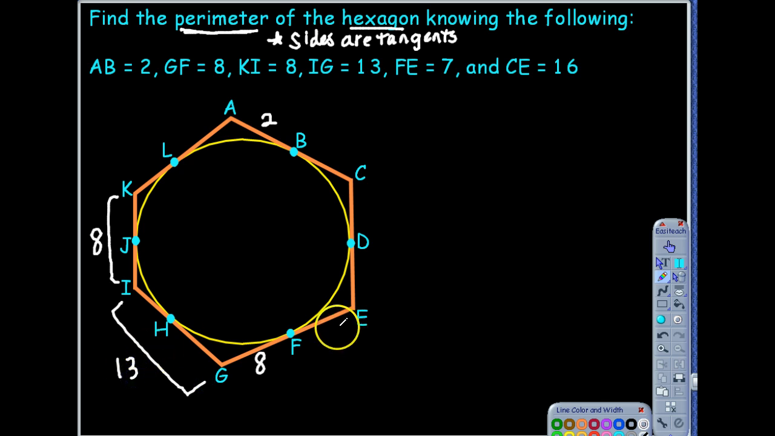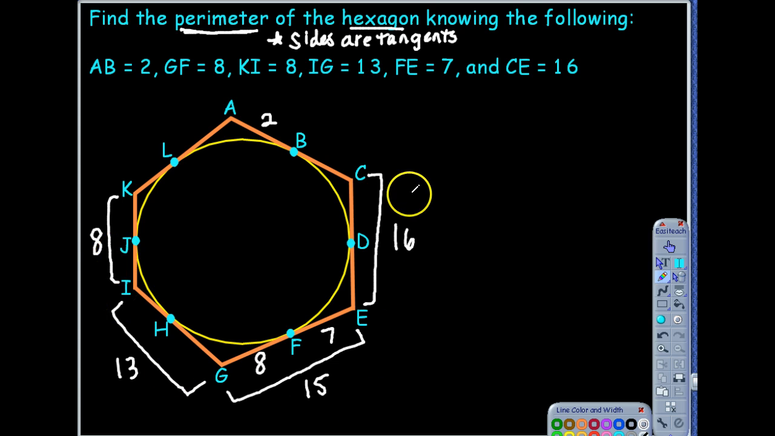FE is 7. Now that's going to give you a whole side, isn't it? So I'm going to go ahead and just do that. That whole side is 15. What am I missing? CE is 16. So I technically have 4 of the 6 sides.